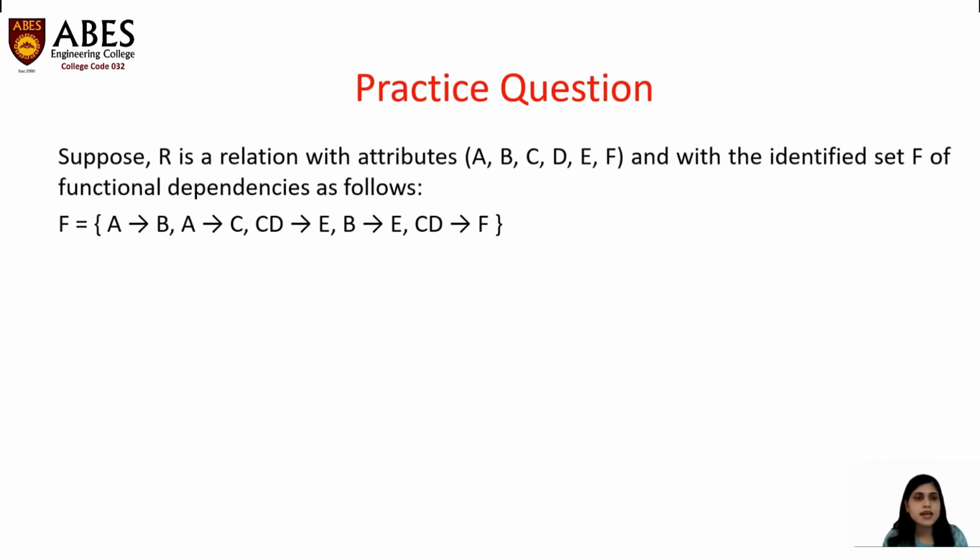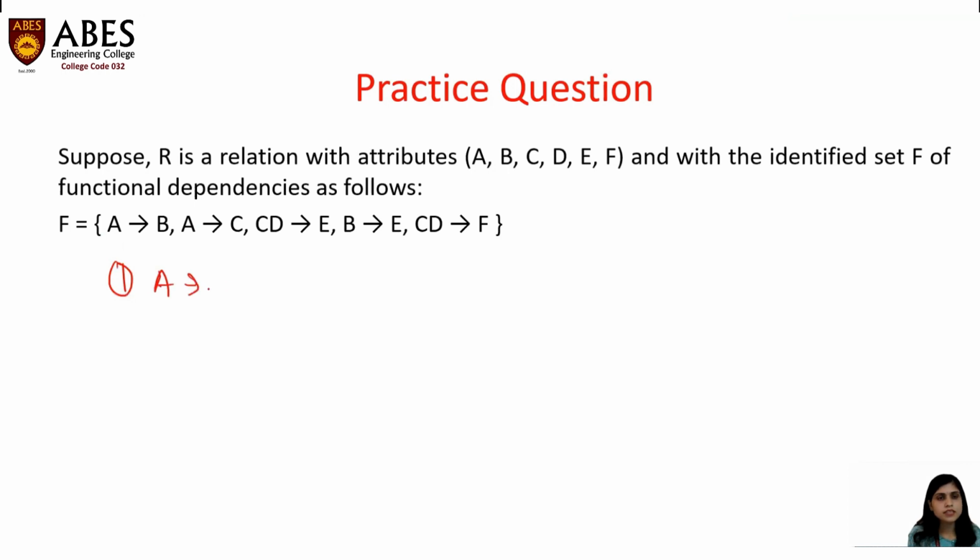So the question says that suppose R is a relation with a set of attributes A, B, C, D, E, F, and here we are given the identified set of functional dependencies, which are as follows. These are the functional dependencies that are given, and we have to find the hidden functional dependencies with the help of Armstrong rules. So check here.